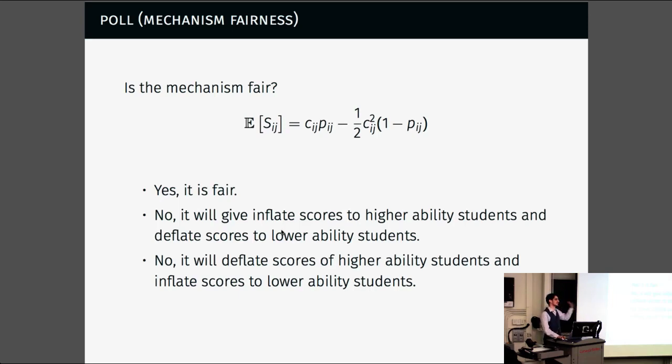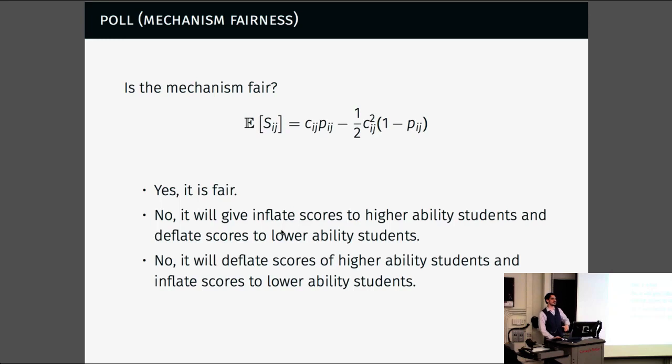Let's say a student is very high ability. What does that tell us? Yeah, the P sub ij is high, close to 1. Let's say it's 0.9. If we do 1/2 times 0.9 squared over 0.1, is that greater or less than 0.9? Because 0.9 is what it would be if it was fair. You could just plug it into your computer. But yes, it should be greater, right? That means it's going to inflate the score for higher ability students.